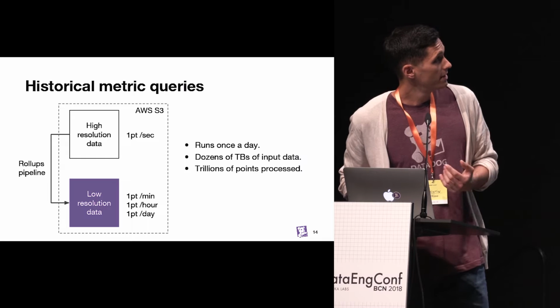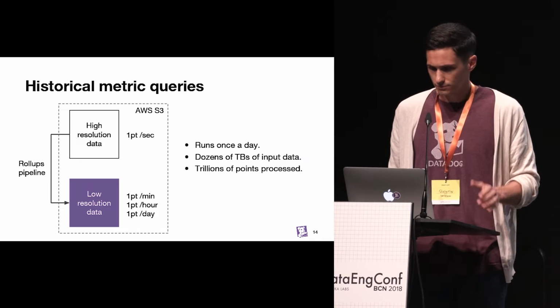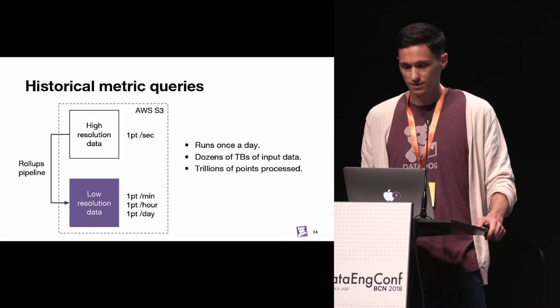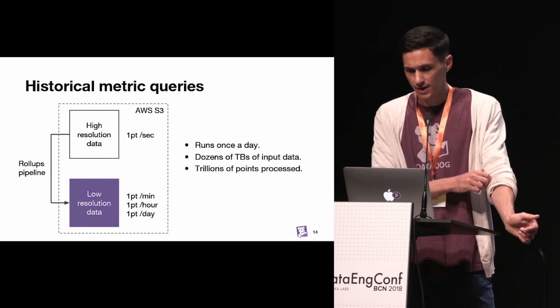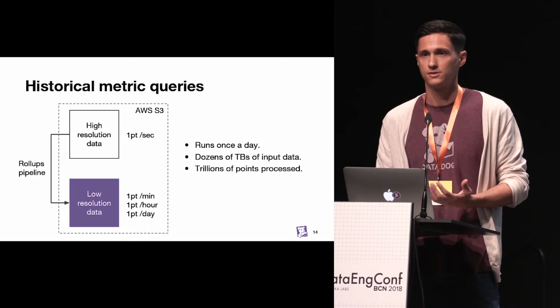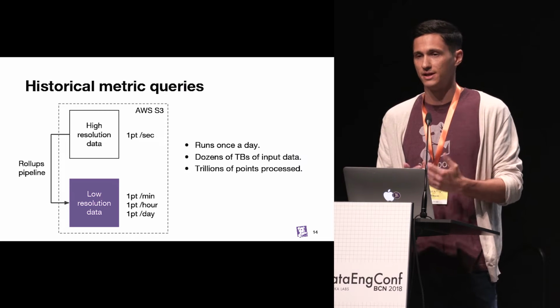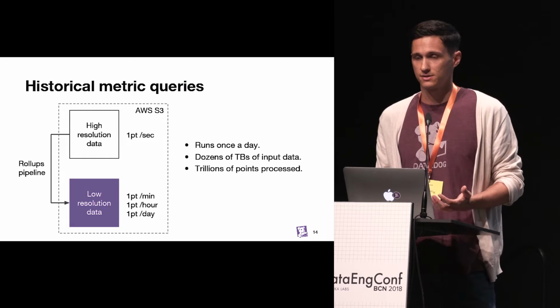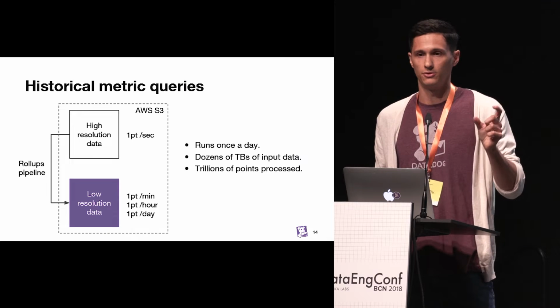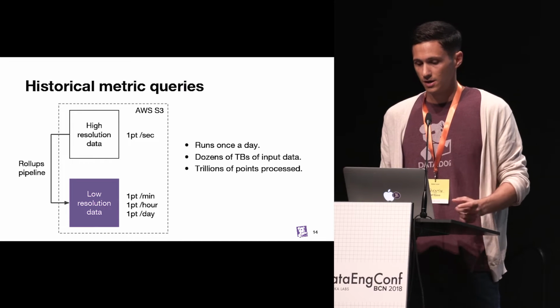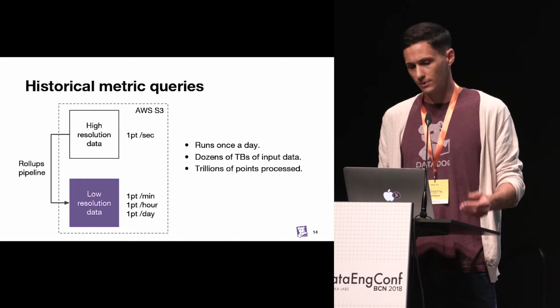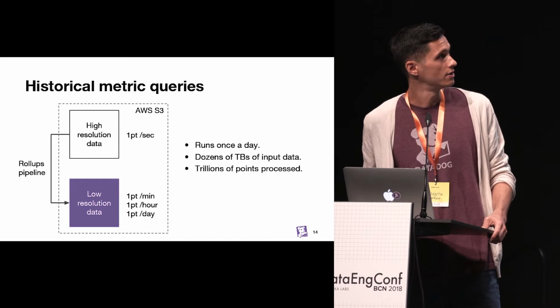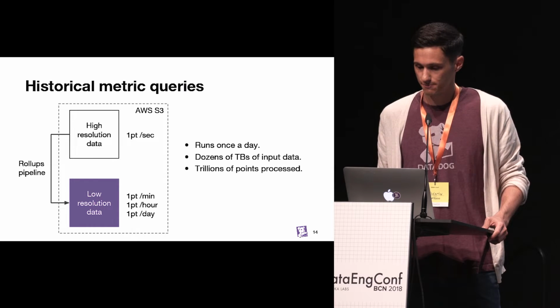So this pipeline is running on Spark. It runs every day and processes dozens of terabytes of data and trillions of points. And it's one of our critical pipelines because if it doesn't run for a day or if it's behind, then there will be gaps on the graphs, and so customers will not be able to see their historical data. So that's why it's very important that we make sure this pipeline is highly reliable, and I'm going to use it throughout the presentation to illustrate my point.